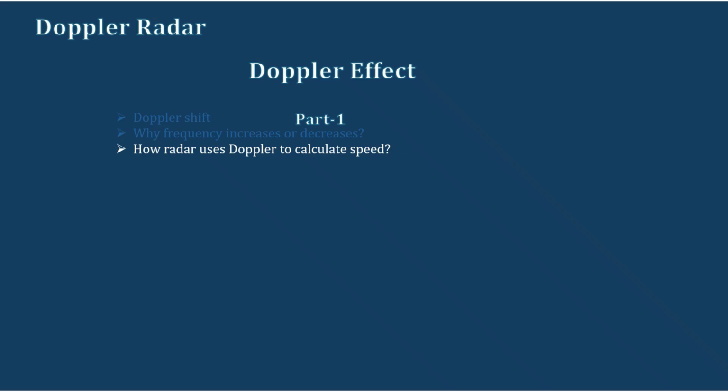In part 1 of this Doppler radar video, we have seen what is meant by the Doppler effect and why there is a change in frequency when the vehicle is moving towards or away from the listener. So in this video, we are going to see how the radar uses this Doppler effect to calculate the speed.